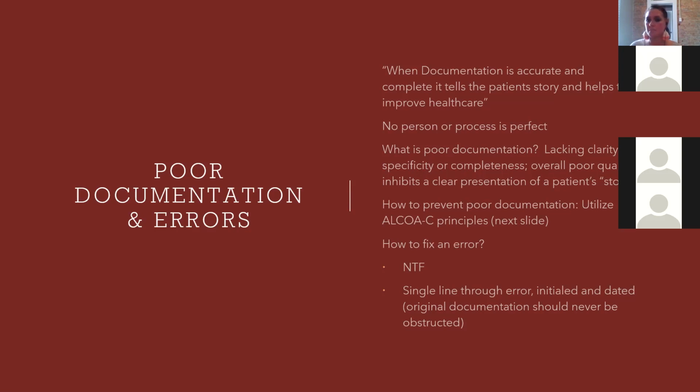On the next slide, I'm going to talk about the ALCOA-C principles, if you've never heard of those, or if you have, it'll just be a little reminder. Some of the ways we fix documentation errors is through a note to file, especially if it's been quite a while since the error occurred. But the biggest thing I want to point out is just a single line through the error, initial and date it. That way the original documentation is still there. It's not obstructed, so it can be seen what was written incorrectly and how it was corrected.